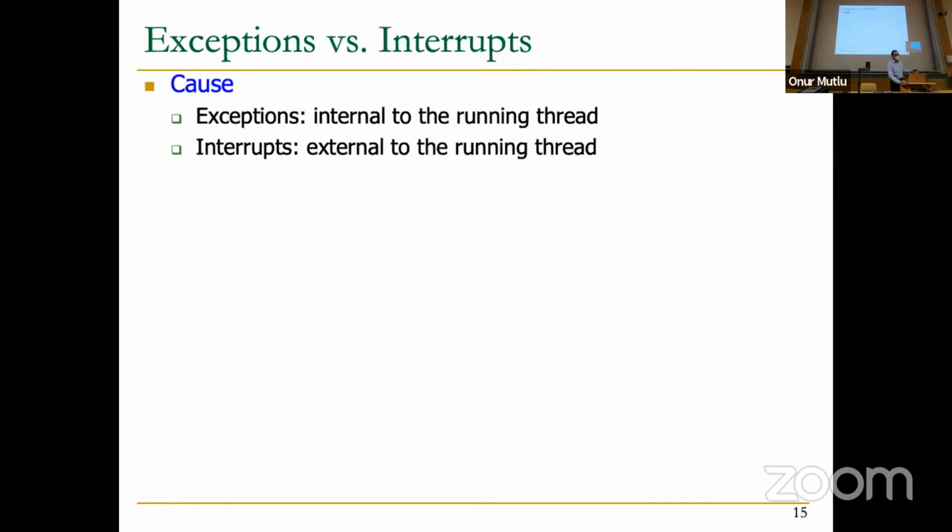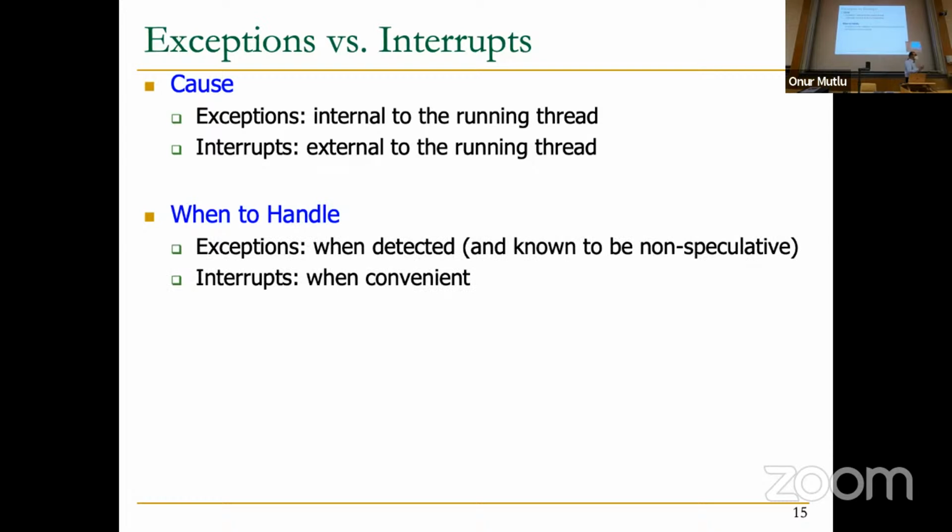So let's talk a little bit more about this. The cause is the fundamental difference between exceptions and interrupts. As a result, it dictates the other three differences. Exceptions are internal to the running thread, interrupts are external. This dictates when you handle interrupts and exceptions. Normally, exceptions are handled when detected, especially if you're handling them correctly, like in a von Neumann architecture. You have an instruction, you detect there's an exceptional condition with it, and you know that this instruction is on the correct path. That's what known to be non-speculative means. You're not going to flush this instruction. Remember the flushing from last lectures.